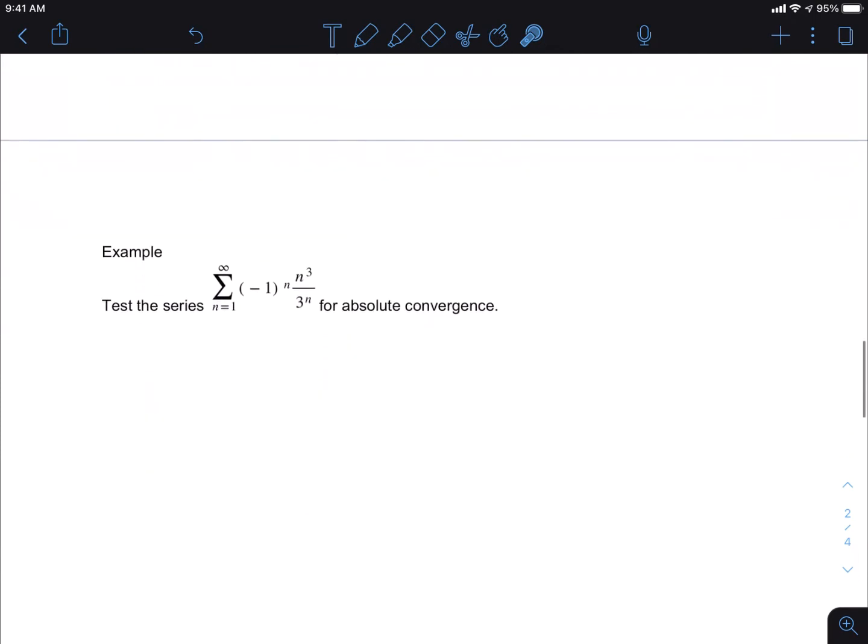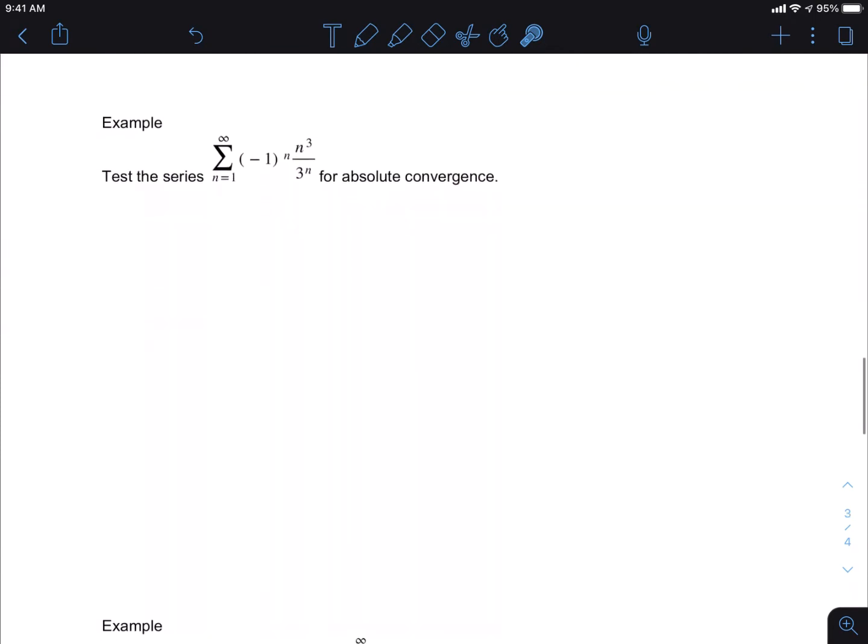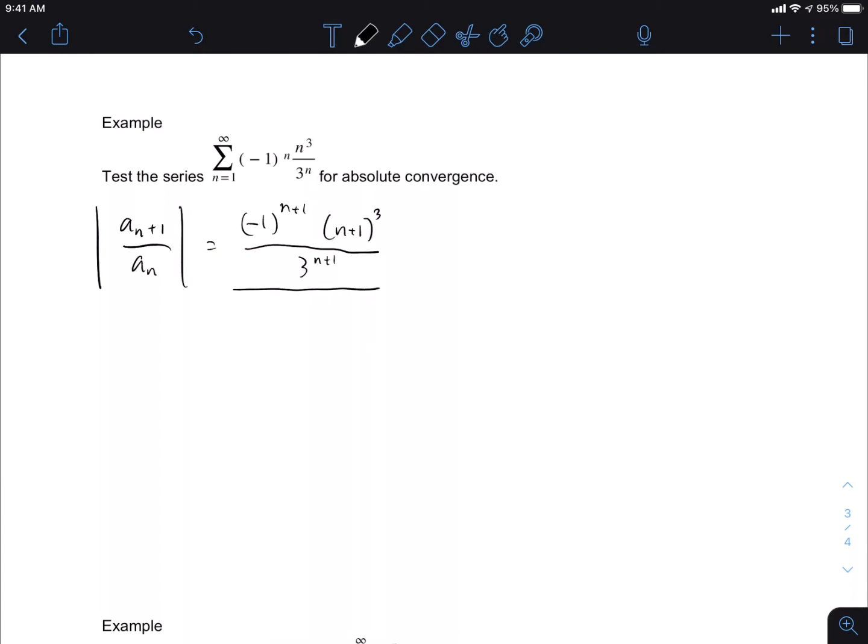So here we go. In this example, we're going to do the ratio test, and so for the ratio test, I'm going to take the absolute value of a sub n plus 1 over a sub n. So that's going to be negative 1 to the n plus 1 times n plus 1 cubed over 3 to the n plus 1, over negative 1 to the n times n cubed over 3 to the n, and that's all in absolute values, correct?